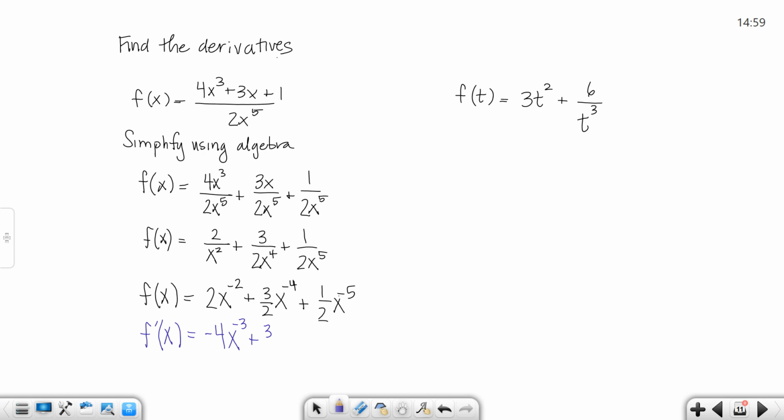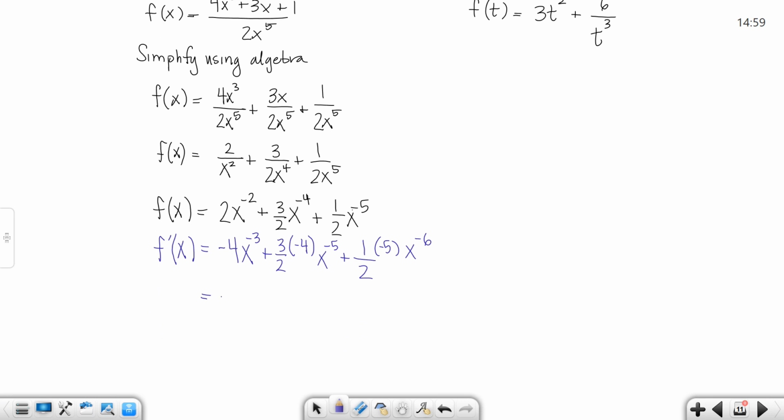Okay, my next coefficient is 3/2. I'm going to bring down a negative 4. If I decrease the negative 4 by 1, negative 4 minus 1 is negative 5. Looking at the next one, when I take this derivative, I bring down the 1/2. I bring down the negative 5. When I decrease negative 5 by 1, negative 5 minus 1 is a negative 6.